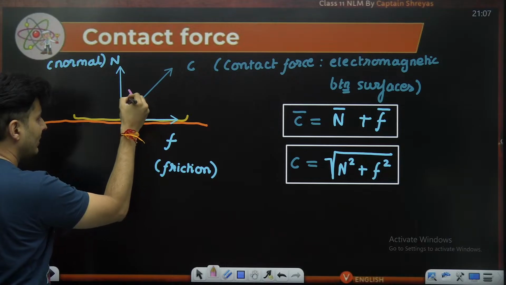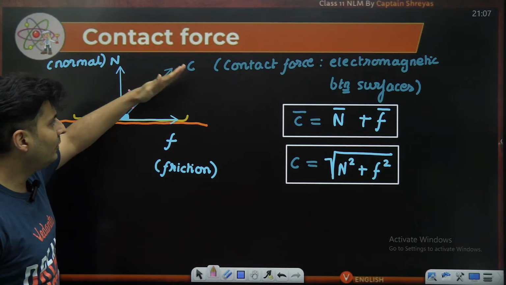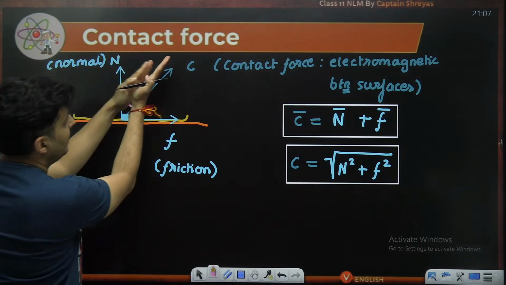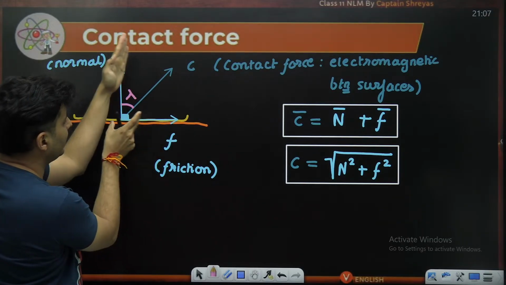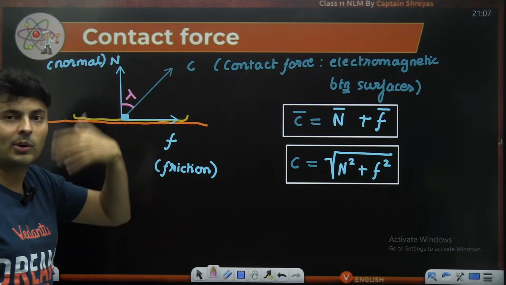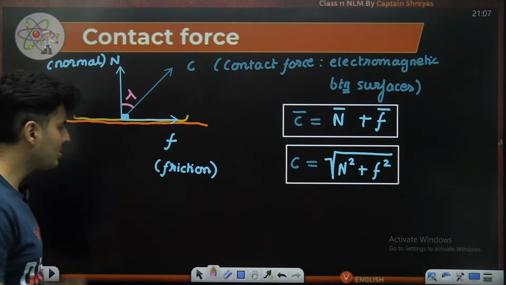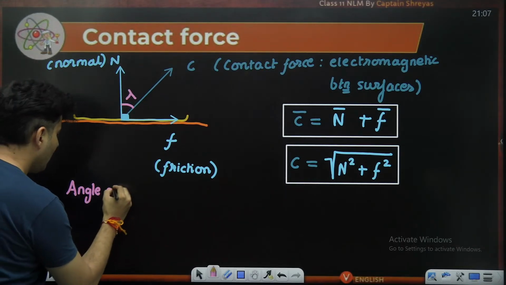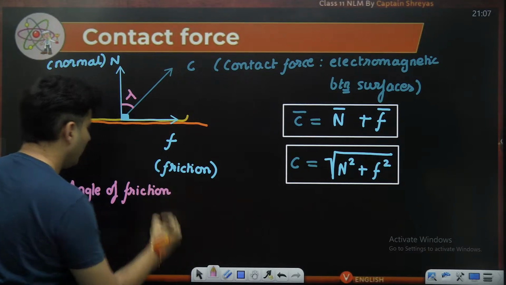So that angle I will call lambda. If lambda is more, then contact force is here. If lambda is less, contact force is here. So if lambda is more, then the friction is higher. If lambda is less, the component of friction is less. So lambda indirectly gives me an idea about the friction, the angle between normal and contact force. That is why it is also known as the angle of friction.